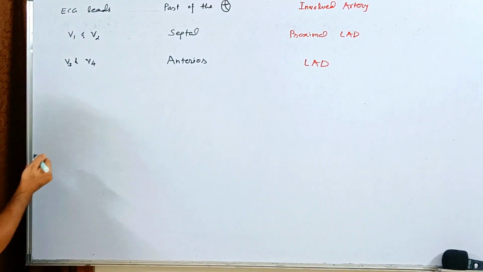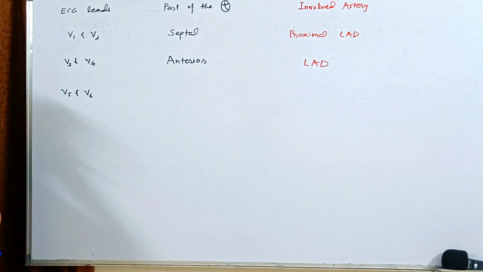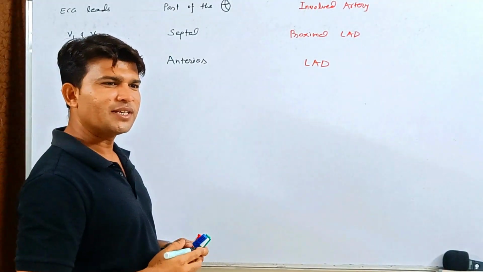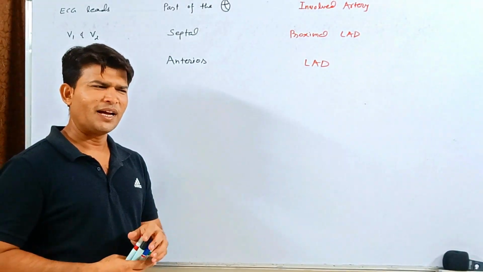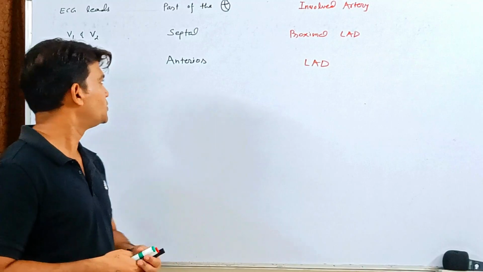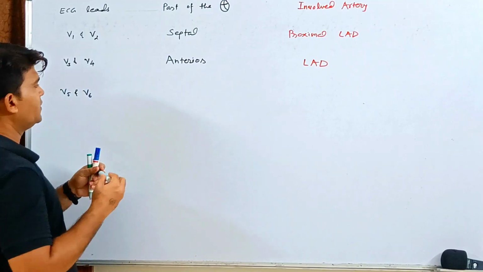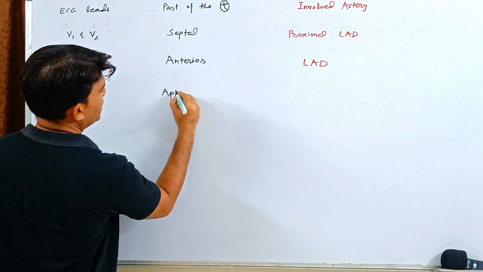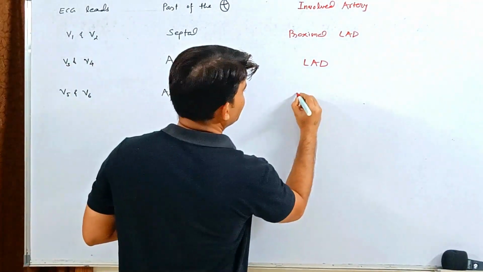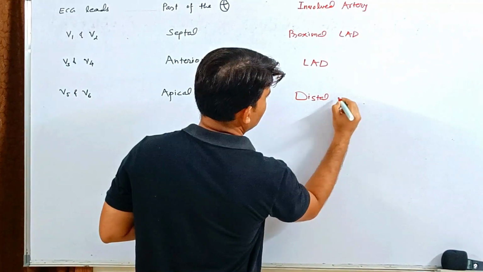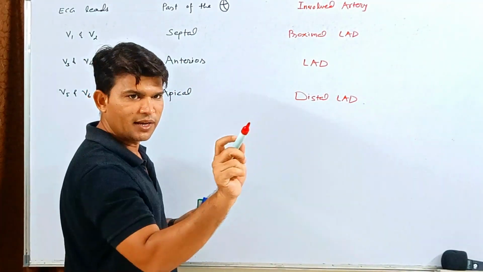And again, you have ST segment elevation in V5 and V6. Ideally, which artery should be involved? Very good. Distal LAD, and the branches affected should be diagonal 1 and diagonal 2. Here you will have an apical wall MI, that is the apex area, right? And the involved artery is distal LAD. Conceptually, I think you people are clear, right?